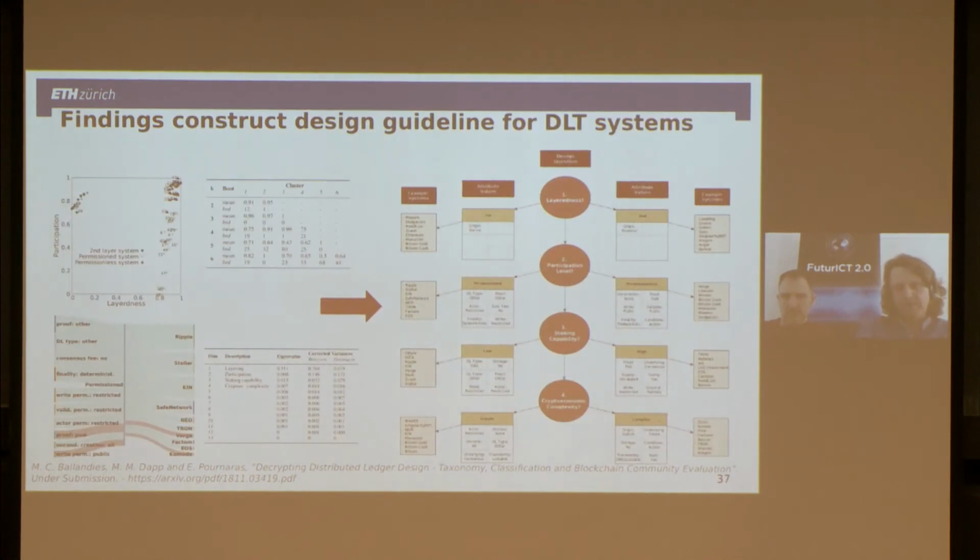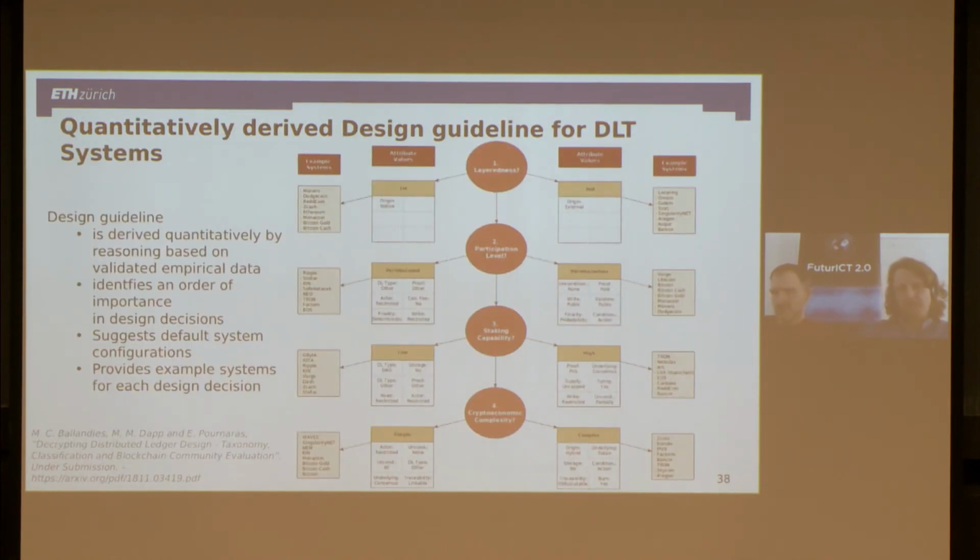And now in the final step, we utilize these findings to construct a design guideline. In this design guideline, we ask 4 questions, which are ordered by importance based on the MCA analysis, which can now guide researchers and practitioners to design a new system. So the first question one, for example, has to address is: do you want to use a first layer system or a second layer system?